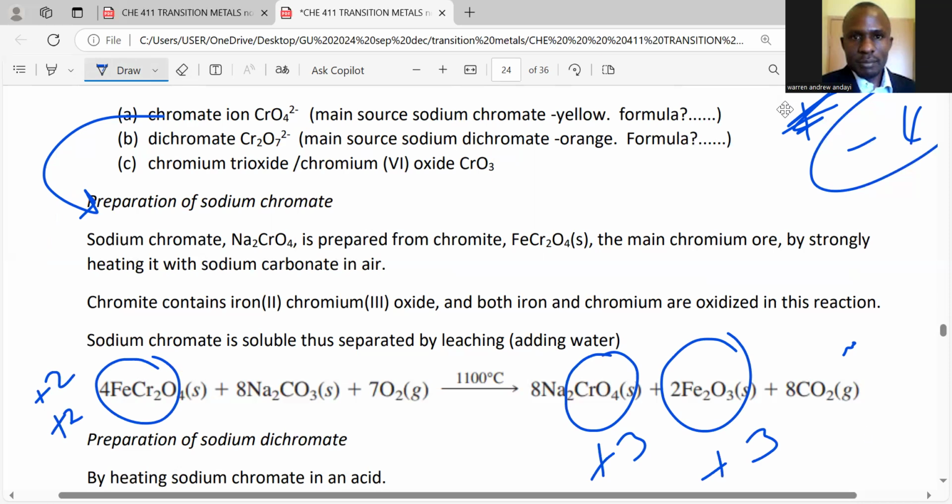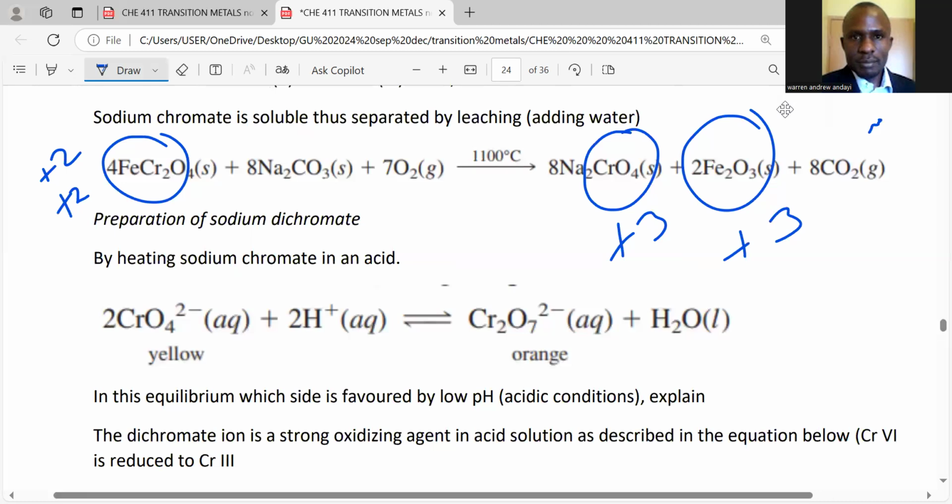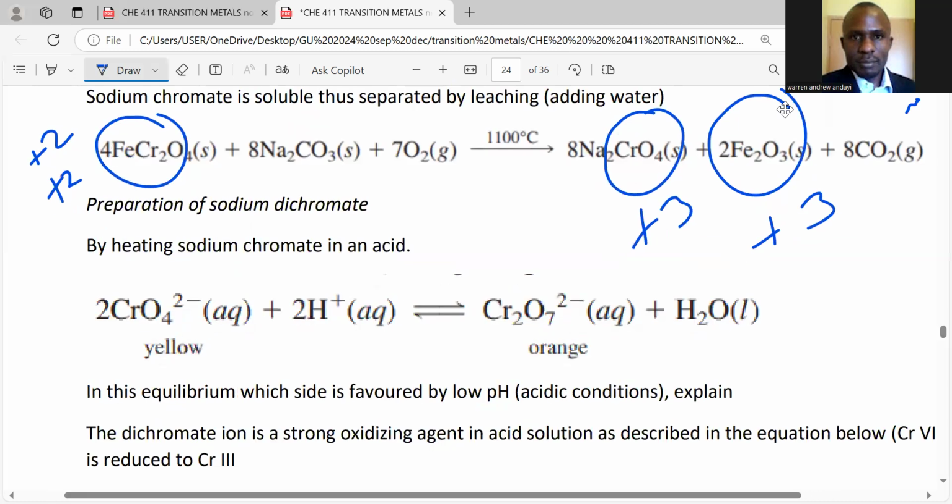Now let's move on to another reaction. Preparation of sodium dichromate. How is it prepared? It's prepared by heating the sodium chromate in an acid.